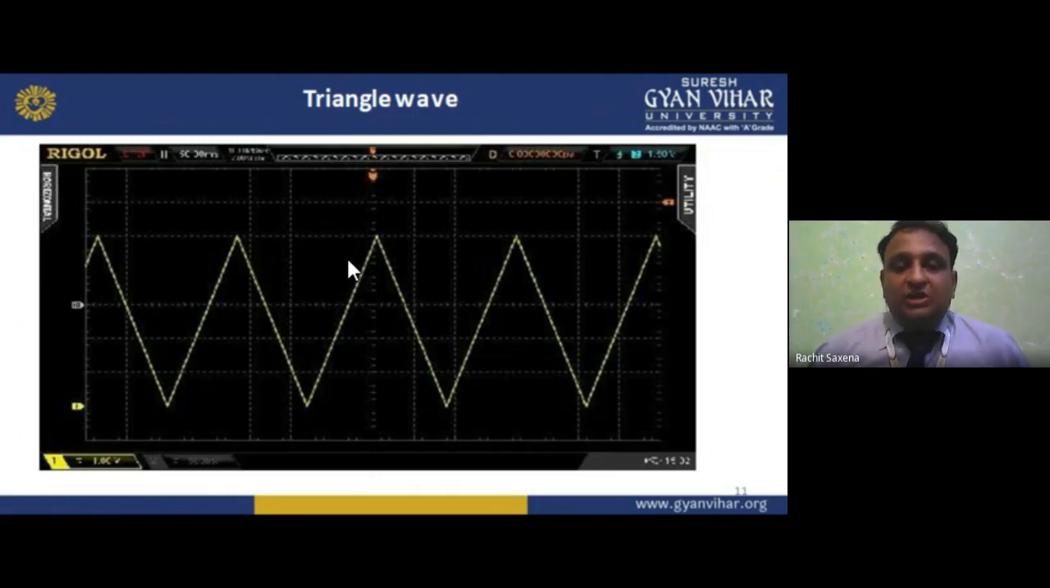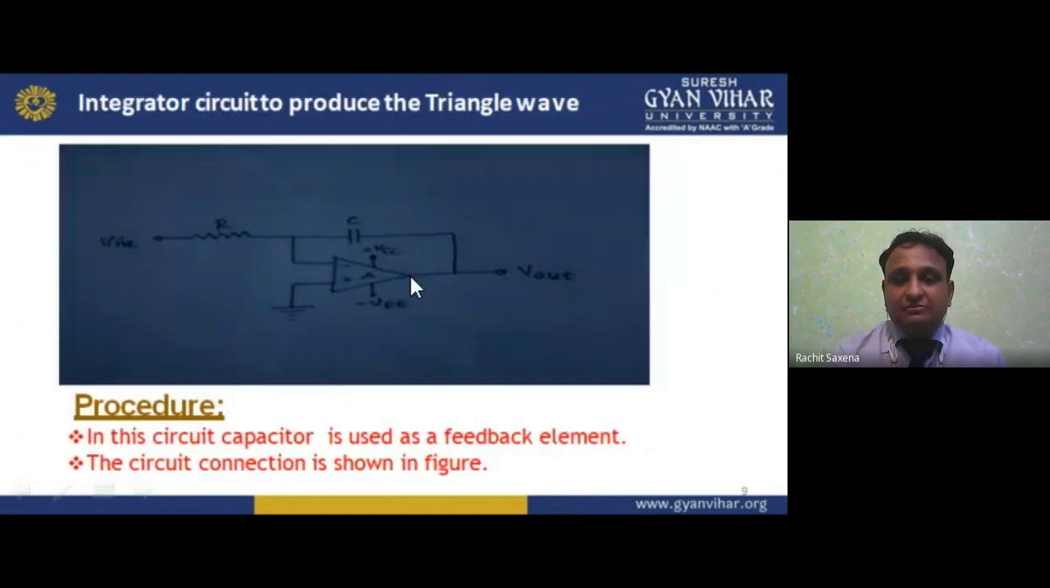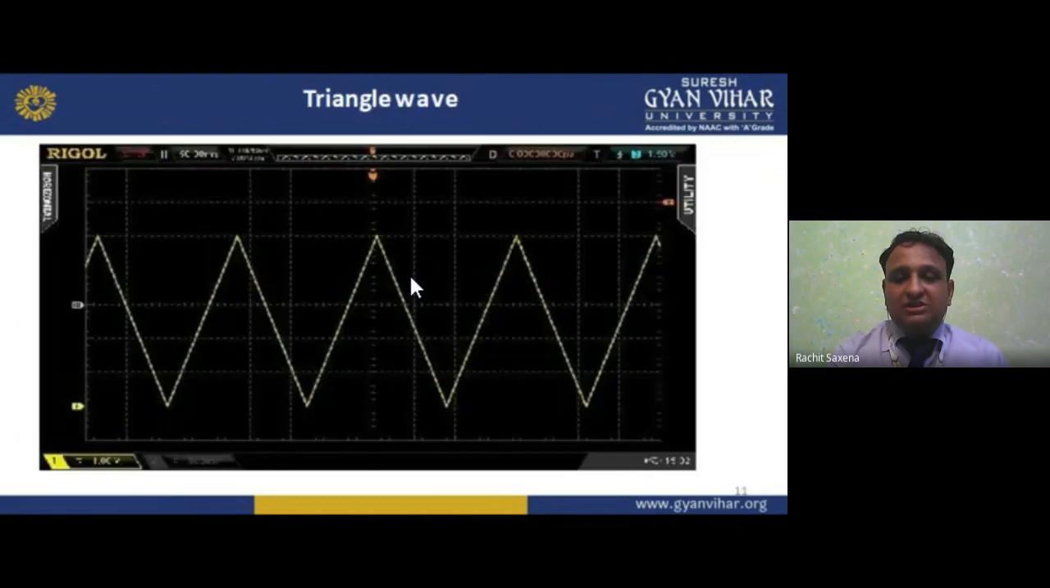We use CRO basically to view the signals. In the waveform, we basically see the signals. So this is the output of CRO. We are getting the triangular wave of this diagram. Okay? That is the wave. I hope you understand.